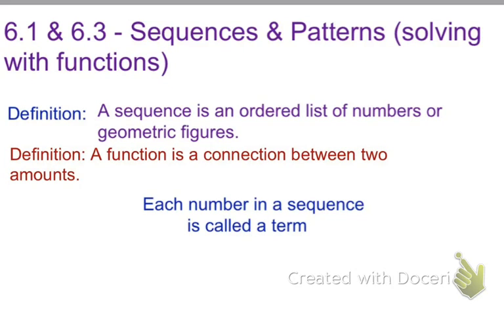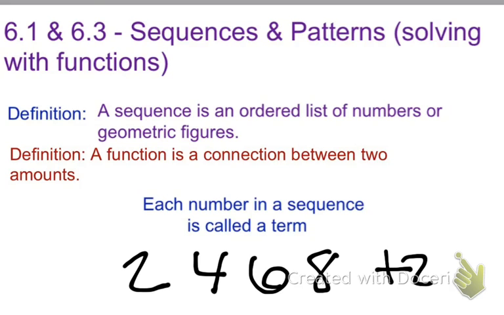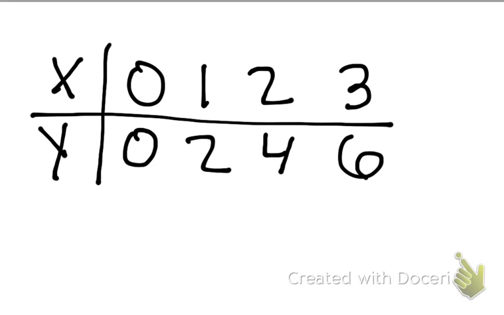This is lesson 6.1 and 6.3, sequences and patterns solving with functions. A sequence is an ordered list of numbers or geometric figures. A function is a connection between two amounts. Each number in a sequence is called a term. An example of a sequence would be 2, 4, 6, 8, and you're adding 2 to each term. This is an example of a function.